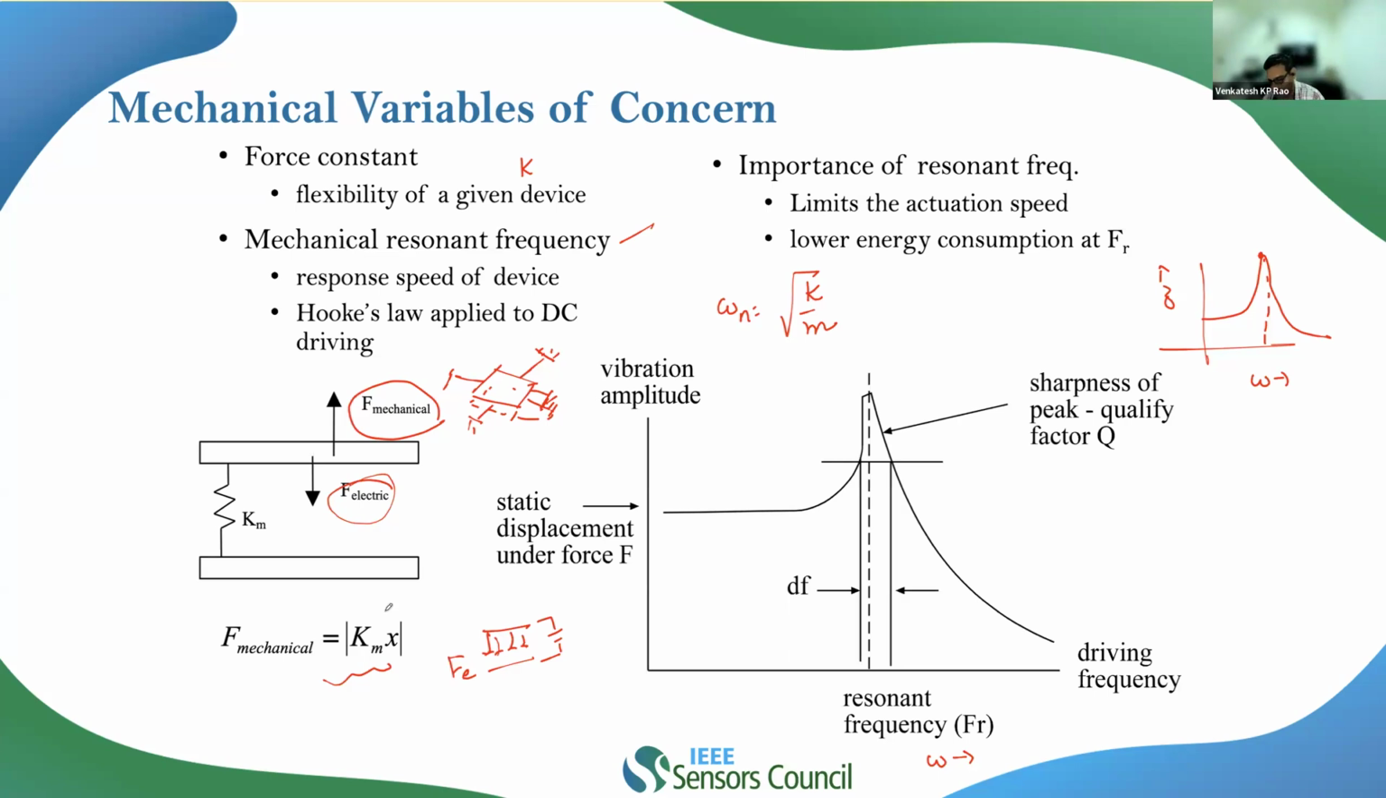There's a tug of war taking place between the electrical forces and the mechanical forces, depending upon which one will be large, right? Either the mechanical forces are large or the electrical forces are large. If at a particular voltage we can see that the electrical forces will overtake the mechanical forces, indeed it will lead to a phenomenon of pull-in. So I will come to that phenomenon of pull-in very shortly.